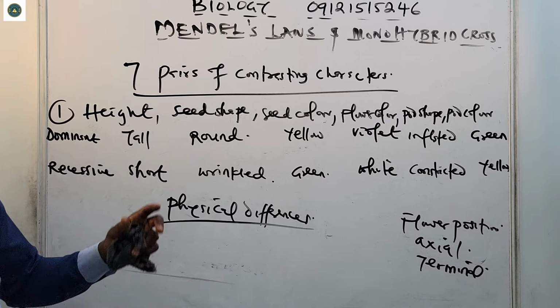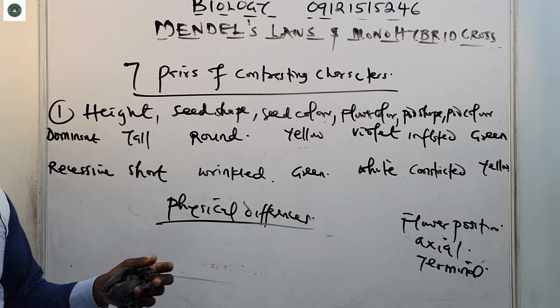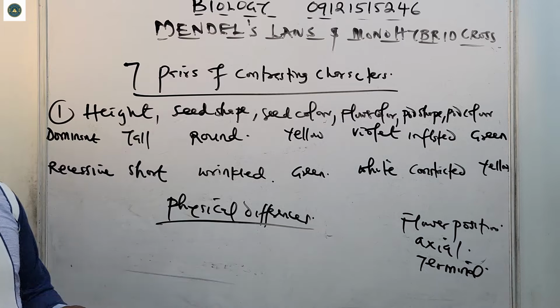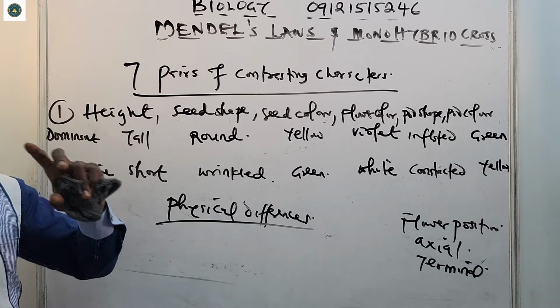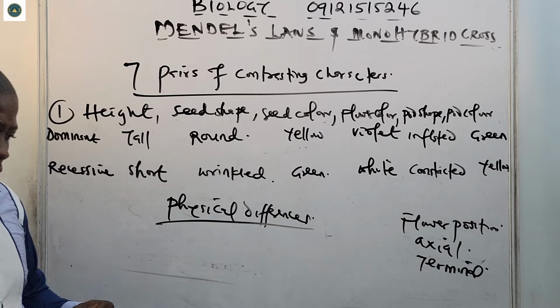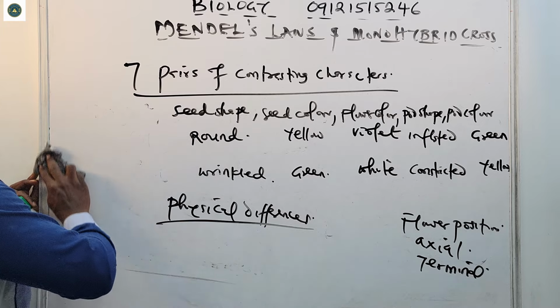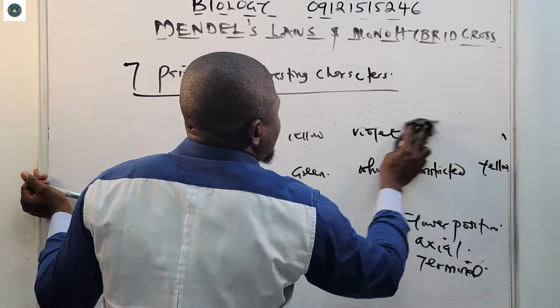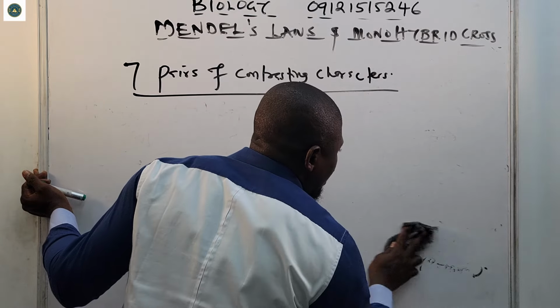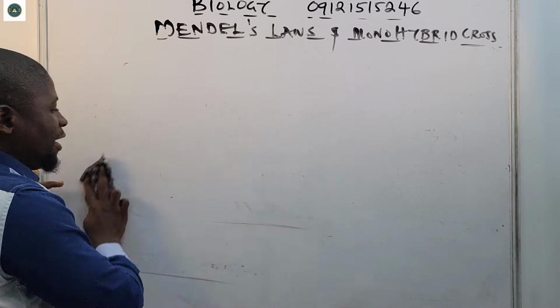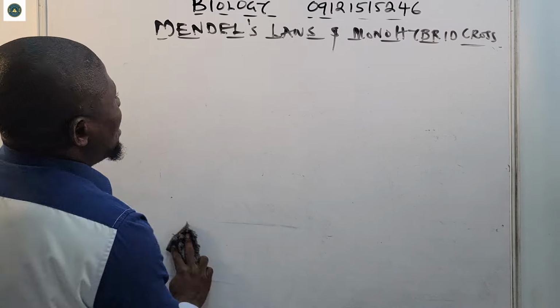Short lifespan, contrasting characters, bisexual nature of the pea plant, so it could self-pollinate and cross-pollinate. These are the reasons why Mendel chose the pea plant. Then of course we know that Mendel performed some experiments. So in this experiment, what did Mendel do? How did he perform this experiment?